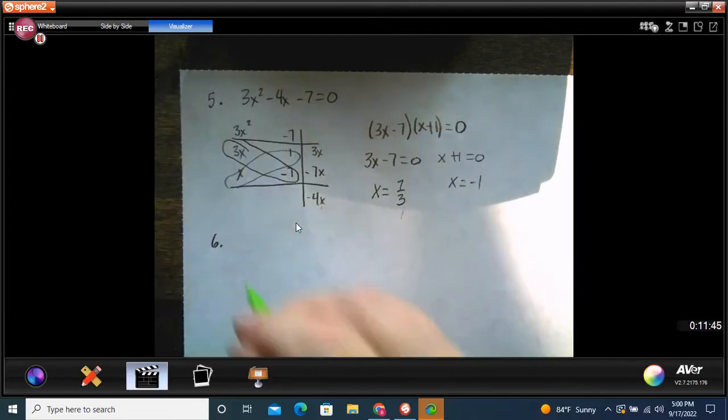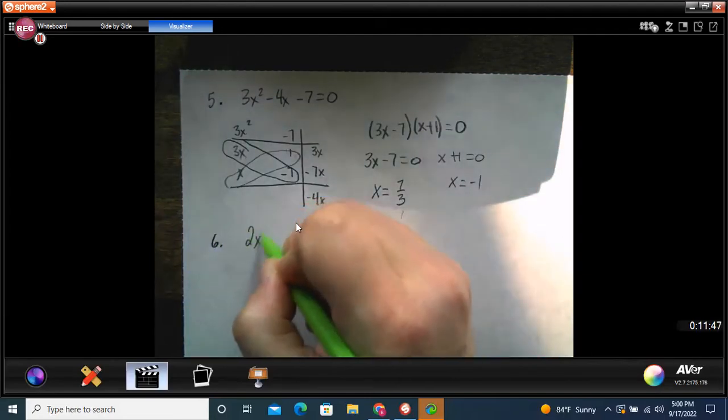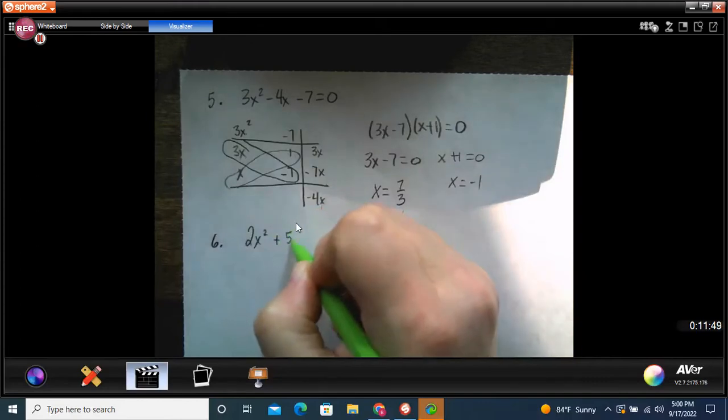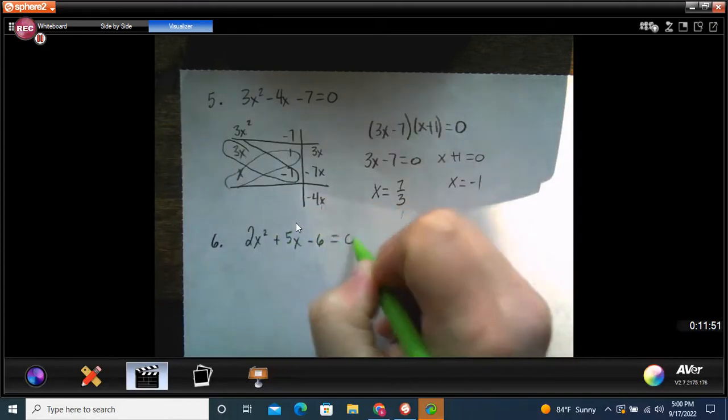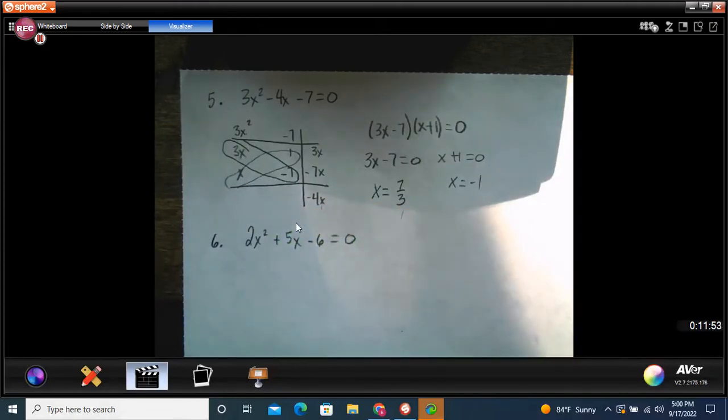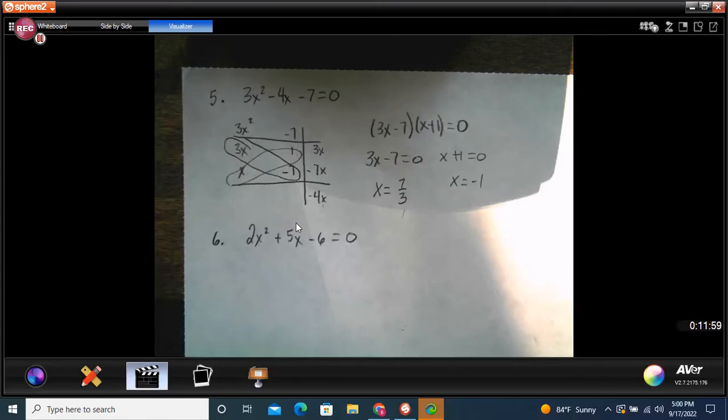Number 6 has 2x squared plus 5x minus 6. I was a betting person because that one factored; I bet this one doesn't. So I'm not even going to try. I'm going to go straight to the quadratic formula.